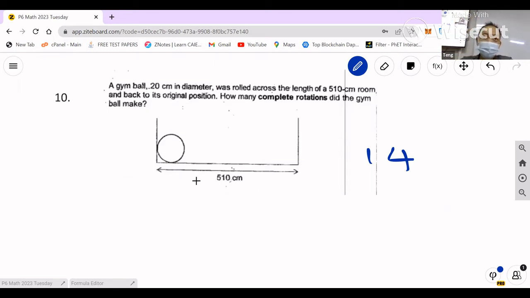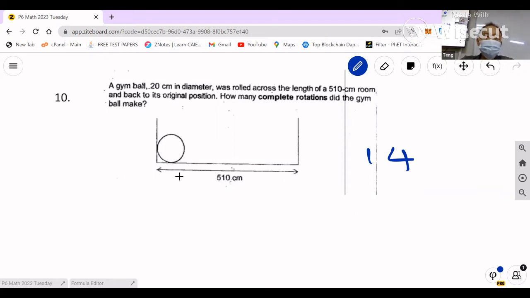So a lot of people got tricked by that. That means they take 510 times 2. Go there, come back, it should be both. No, it's not. Why? Any idea? Jethro, what's the distance you travel? How about Jia Ying? What's the distance you travel?